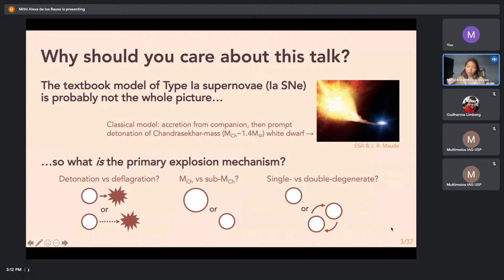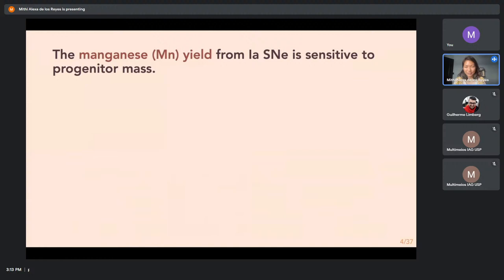First I'd like to focus on this middle question about the mass of the white dwarf. One way to distinguish between these two classes of models is by measuring the nucleosynthetic products that occur from these supernovae. In particular, I'm interested in manganese. I am a fanganese of manganese because it turns out that the amount of manganese produced in a type 1a supernova depends quite a lot on the mass of the white dwarf before it explodes.